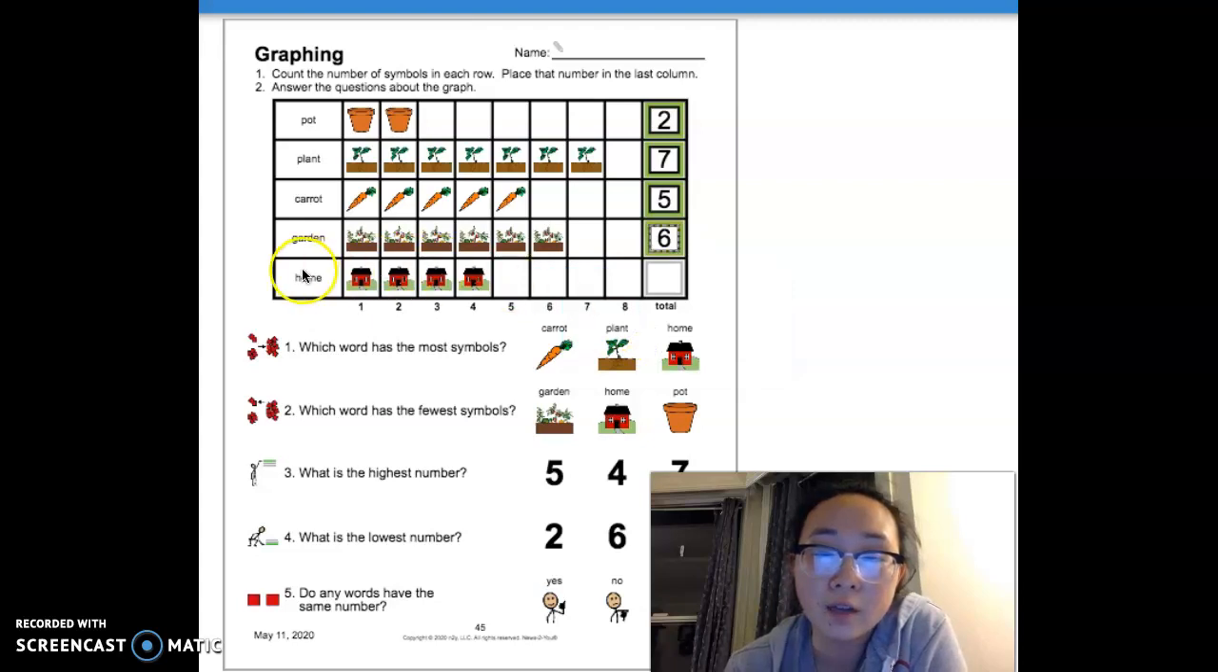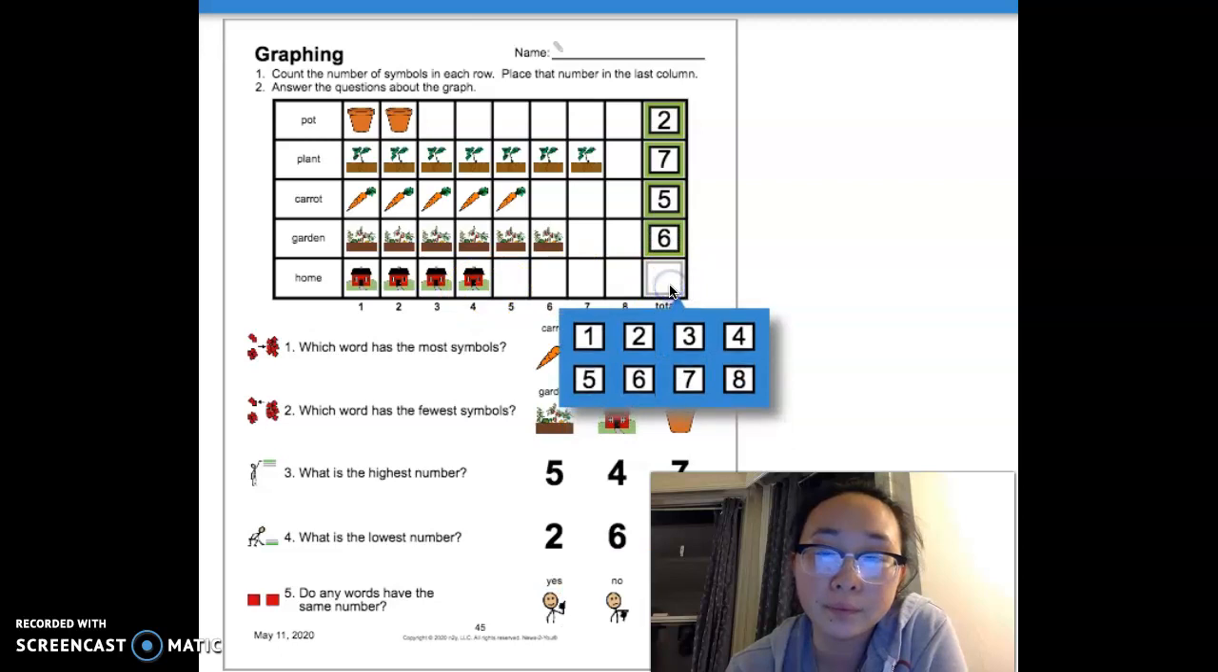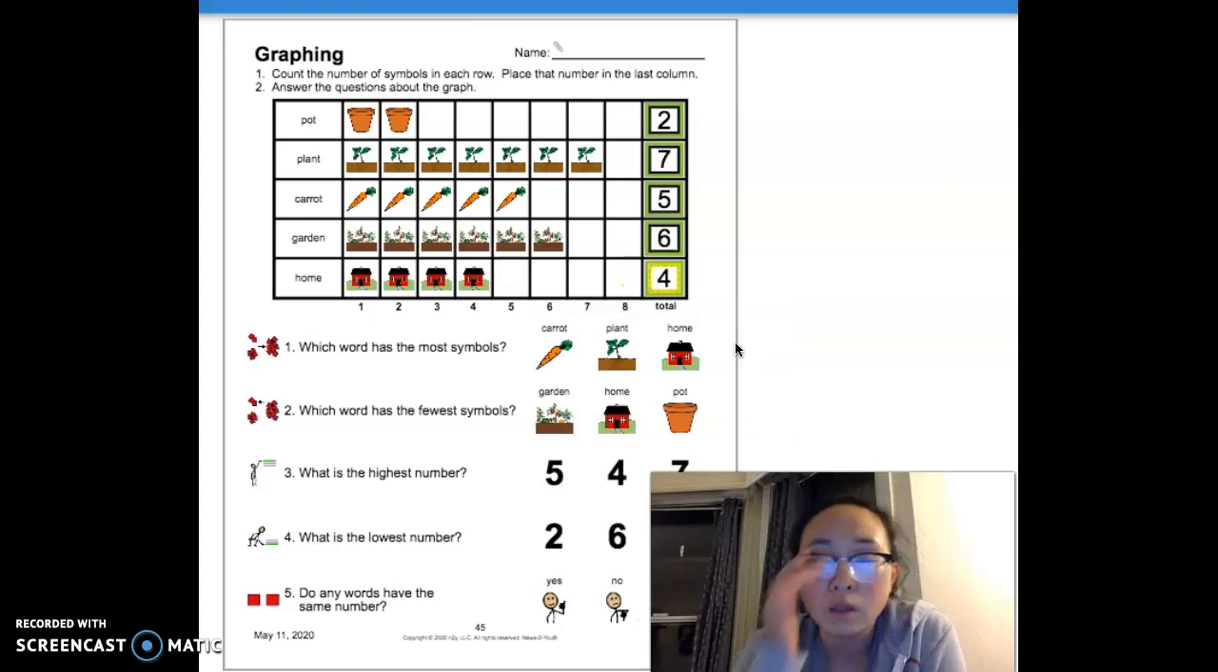6. And our last one is home. How many homes do we have? 1, 2, 3, 4. 4. So just to review, we have 2 pots, 7 plants, 5 carrots, 6 gardens, and 4 homes.